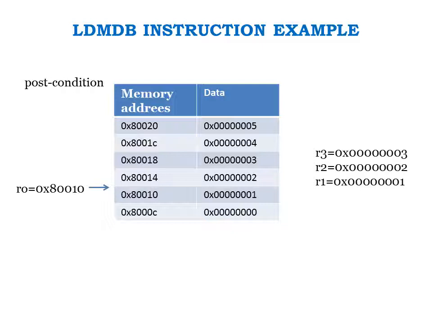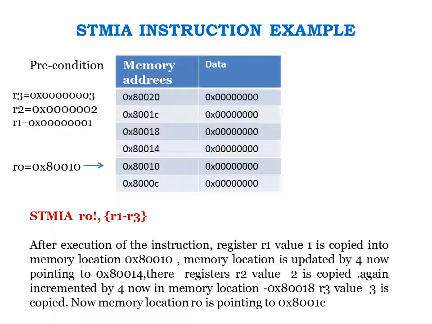So this is what is shown in the next memory diagram here, in the post condition. Whatever I have explained, the same thing you can see here. Now the register R0 is pointing to the last memory location, that is 80010. So in the registers R3, R2, R1 you can see a block of data has been moved. Next we will see the example of the STM instruction.